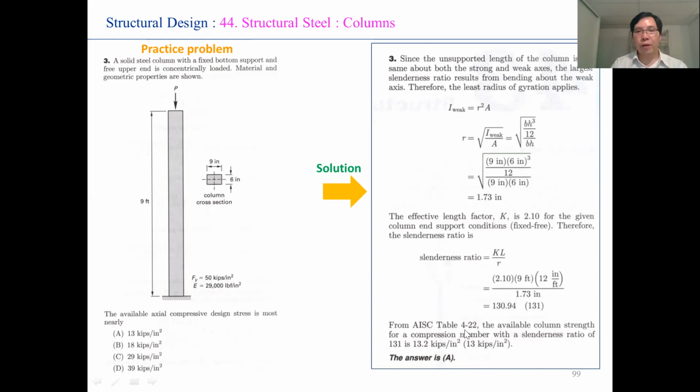So from the AISC Table 4-22, you can find that the available column strength for a compression member with a slenderness ratio of 131 is 13.2 kip per inch square. So when you compare the final result with the different options proposed in the beginning, you can find that the good answer is A.